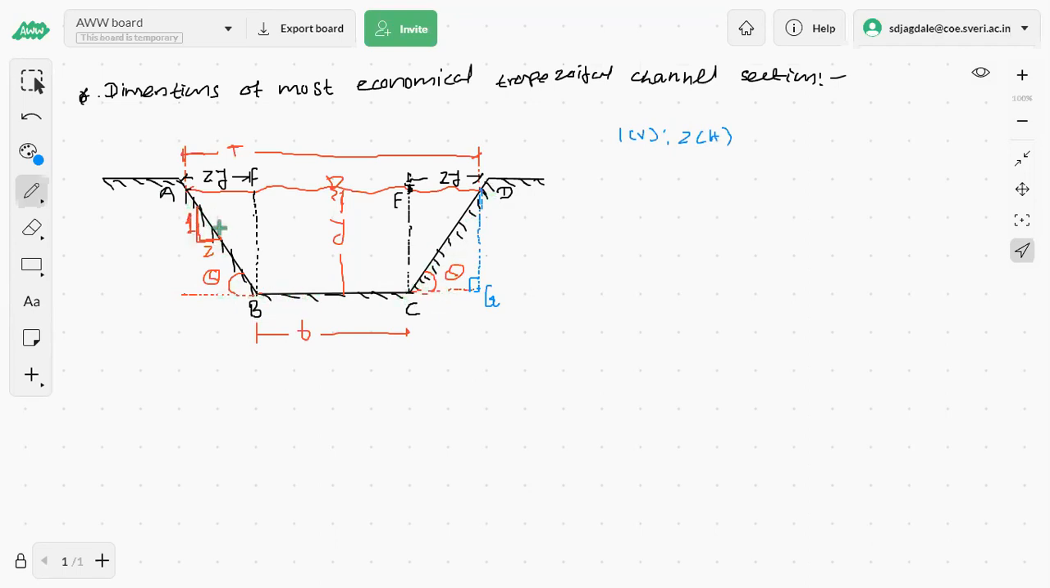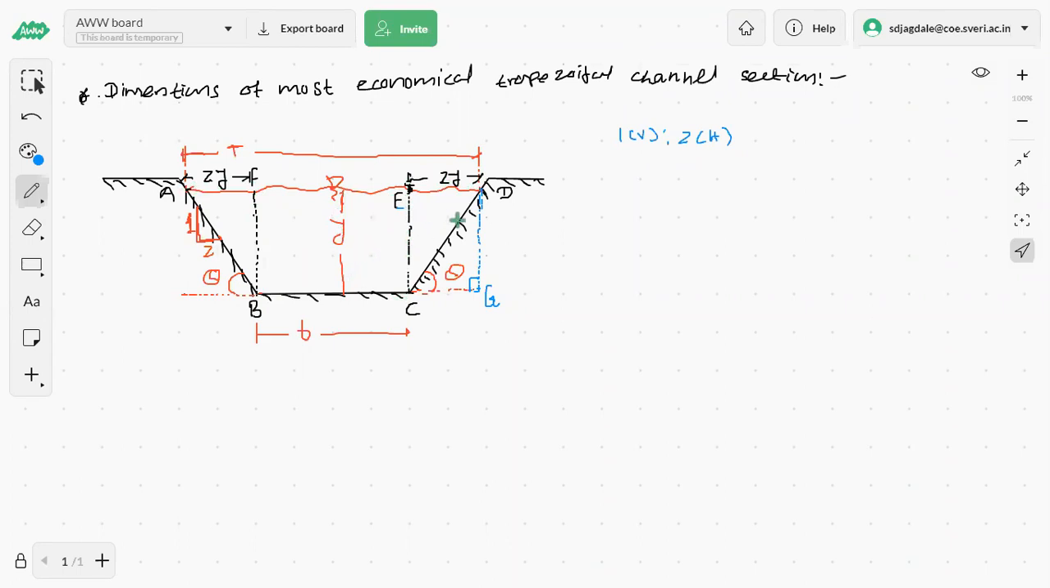Then we know from the relation that the top width for this particular triangular shape, that is AFB or AEC, we can say is ZY. Now if we go for the tan of theta, that is the slope, it will usually be 1 to Z, that we know, isn't it? So from the figure we can say that AF is equal to ED, that is equal to Z into Y. Then FB is equal to EC, which is equal to the depth of flow Y.